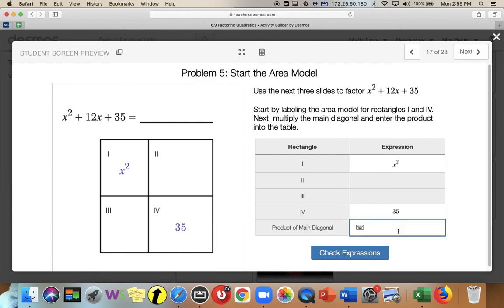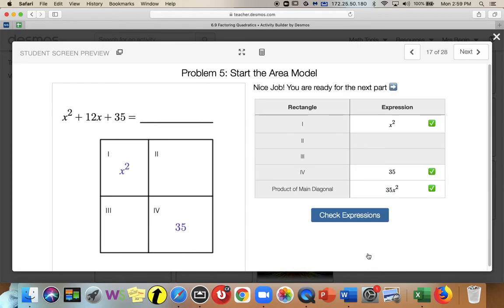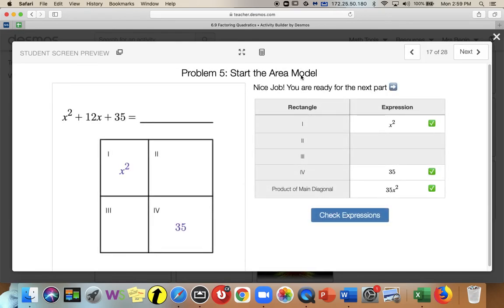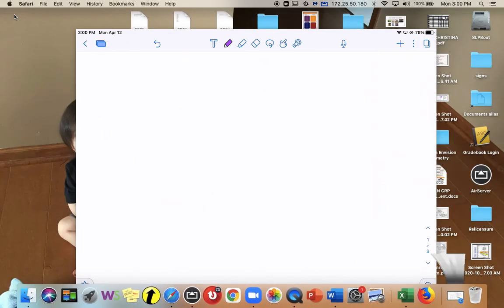And then our next step in getting the inside of the boxes, we're going to multiply box 1 and box 4. So x squared times 35 is 35x squared. So we can check our answers. All right, now we're going to use this, the 35x squared, and make a diamond problem. And the bottom of the diamond problem will be the 12x. Does it give us room here to do it? No, it doesn't. So this is where I'm going to use my scratch paper, and I'm going to make our diamond problem. I just write the x for the diamonds.